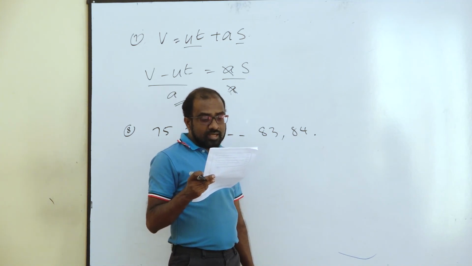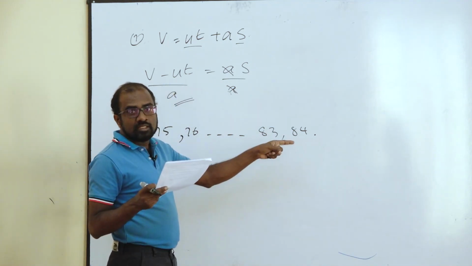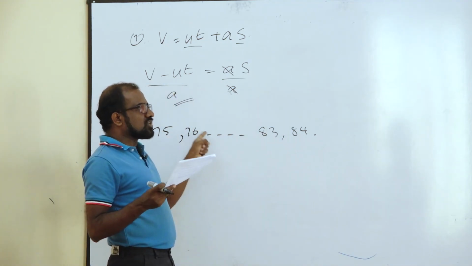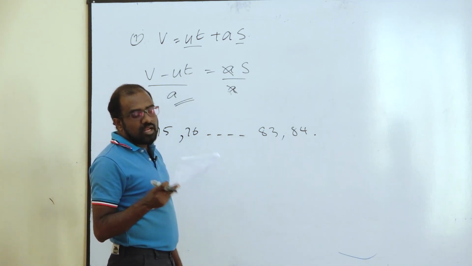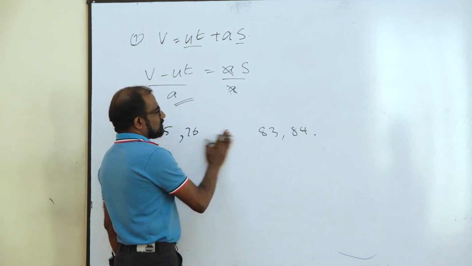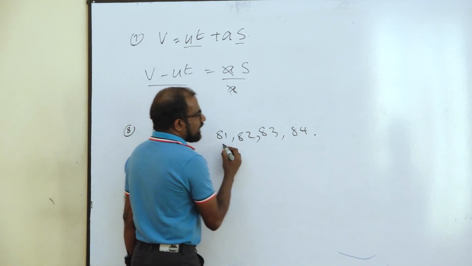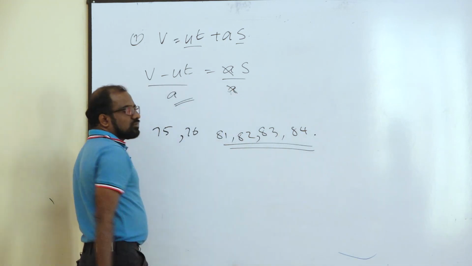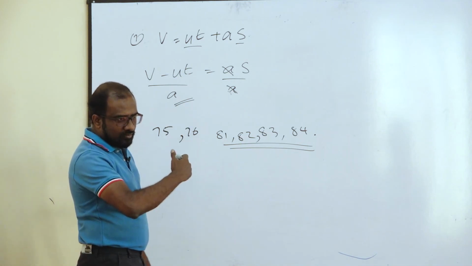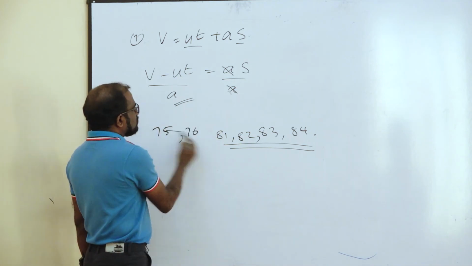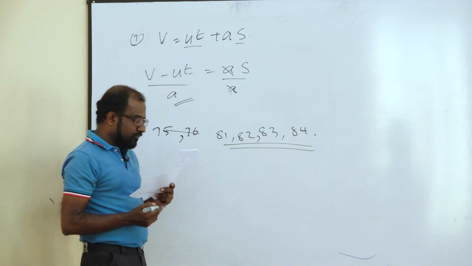If the number is greater than 80, then you cannot take 75, 76, 77, 78, 79. What are the values that the number can be? It's easy, no? So what are numbers greater than 80? 81, 82, 83, 84. That number should be one out of these 4 numbers. Rounds off to 80, greater than 80. So it cannot be the other numbers.